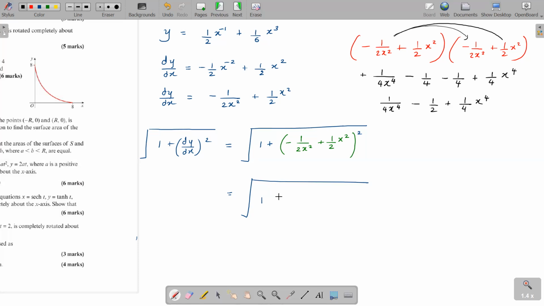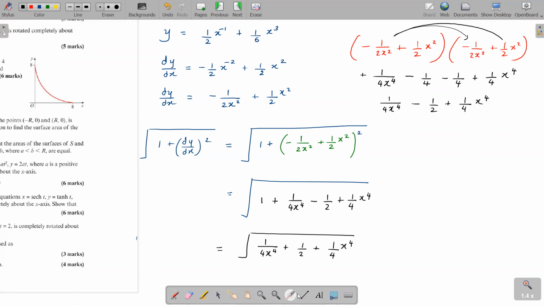Okay, so let's input that value here. So 1 plus 1 over 4x to the power 4 minus half plus 1 over 4x to the power 4. So again, you need to add this 1 and minus half, right? So that gives me again half. 1 over 4x to the power 4 plus half plus 1 over 4x to the power 4.